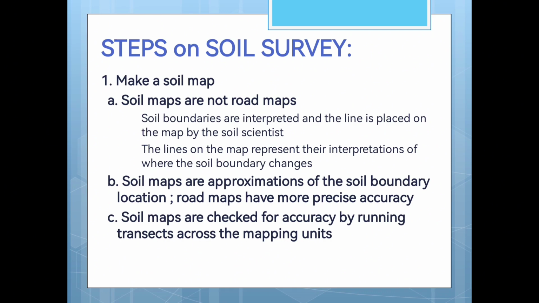First, you have to make a soil map. Remember that soil maps are not road maps. The soil boundaries are interpreted and the line is placed on the map by the soil scientist. And these lines on the map represent their interpretations of where the soil boundary changes.